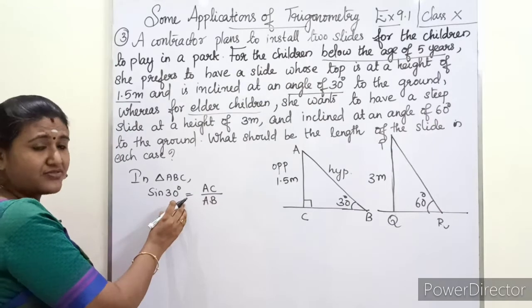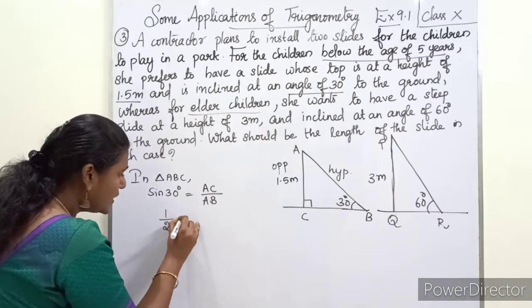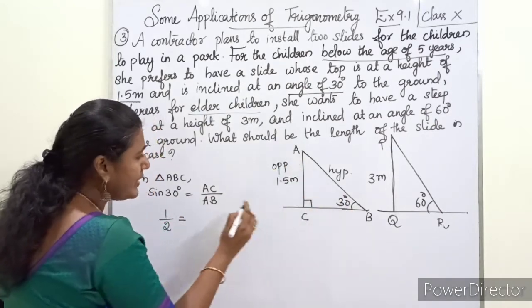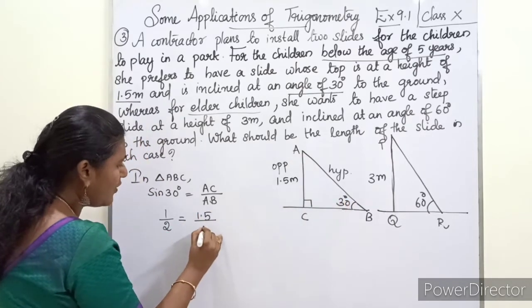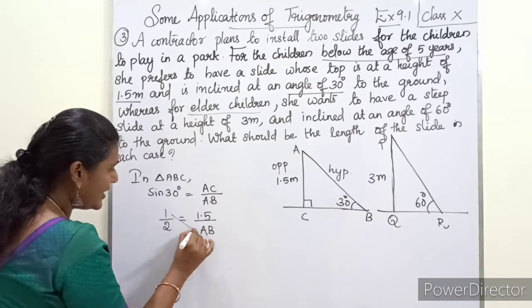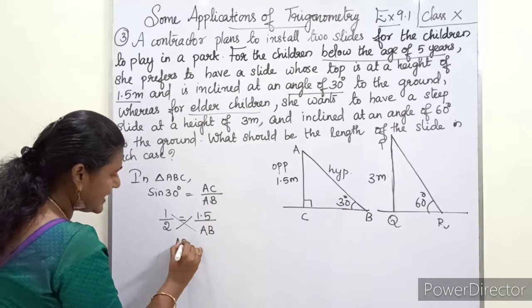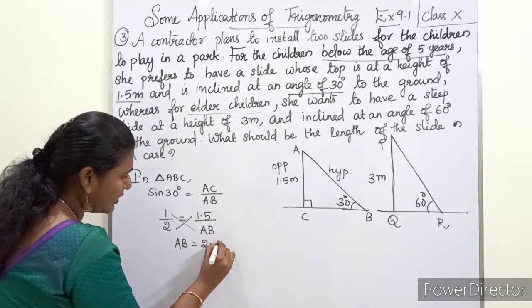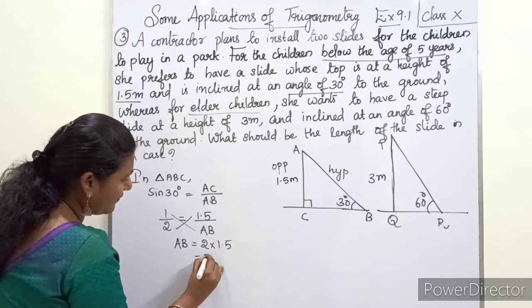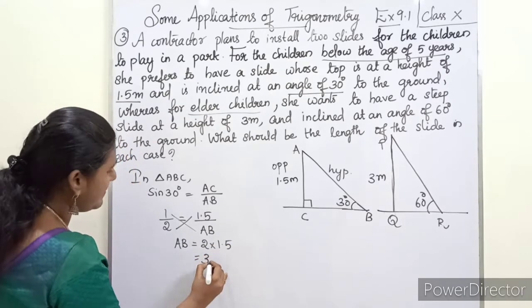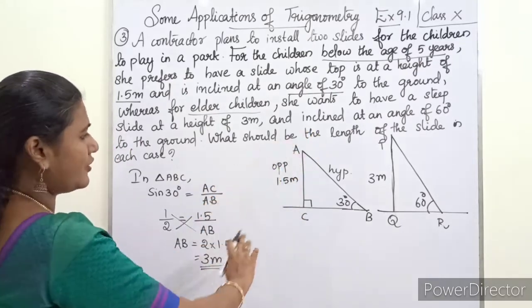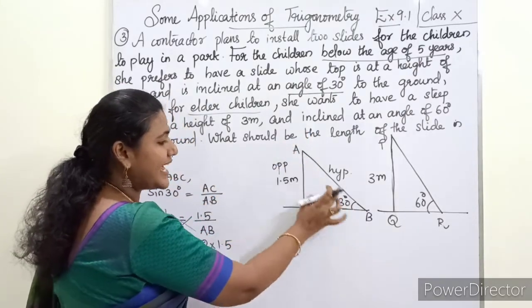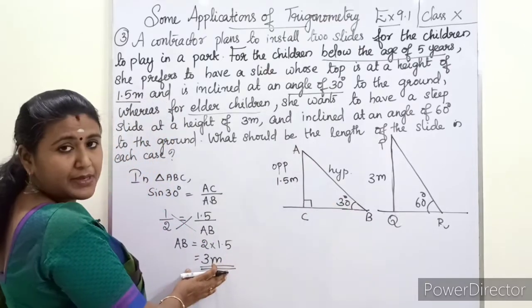What is the value of sine 30 degree? 1 by 2. So 1 by 2 is equal to AC, which is 1.5, by AB. When you cross multiply, you will get AB is equal to 2 into 1.5, that is equal to 3 meters. So the length of the slide in the first case is 3 meters.